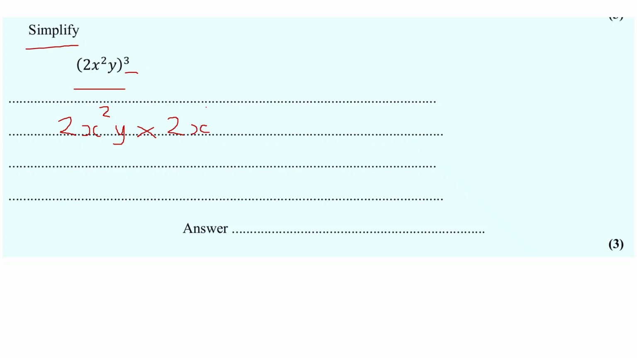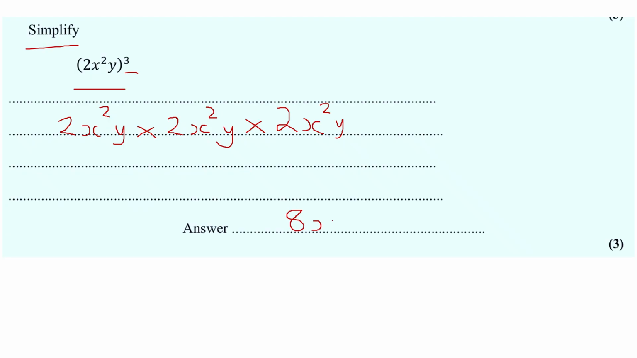To cube something means to multiply it by itself twice. Okay, so once and then once again. So I'm going to do 2 times 2 times 2, which is 8. Then I have x squared times x squared times x squared.